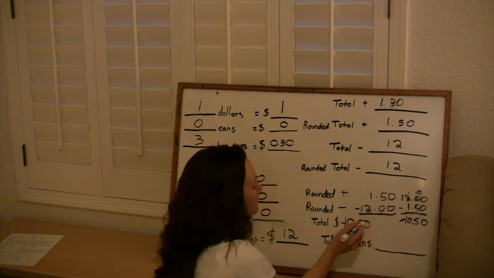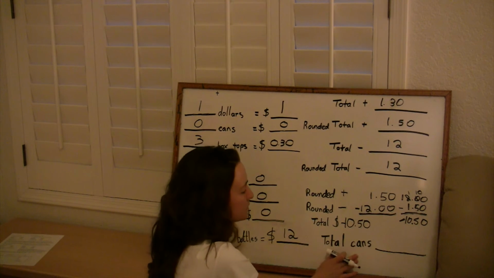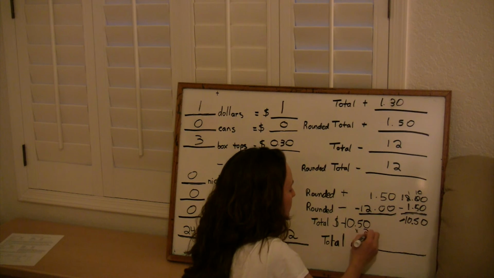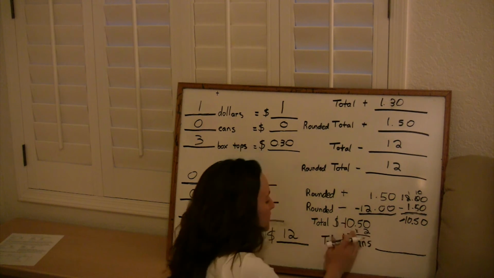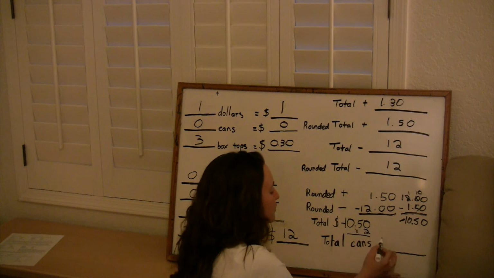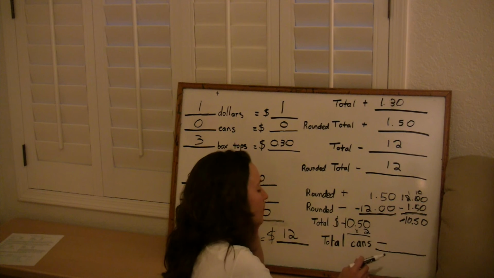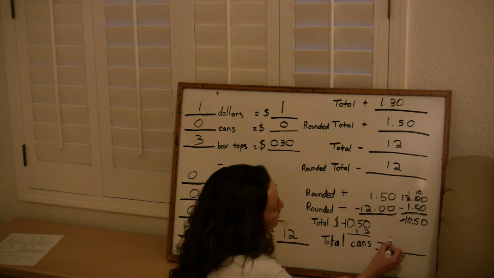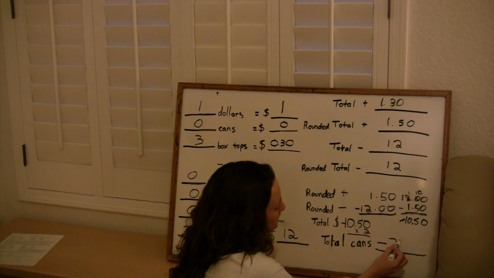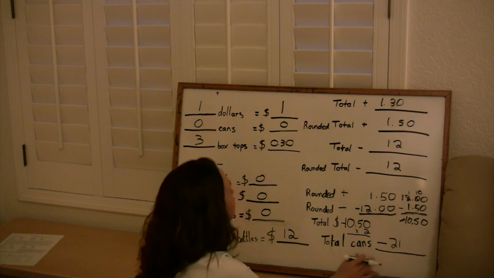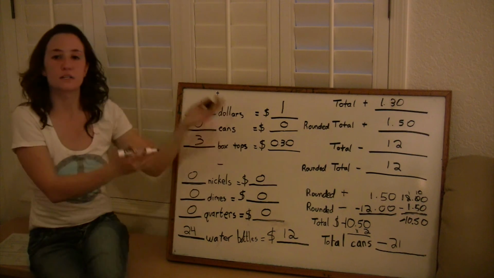And then in order to convert money to cans, we would multiply that by 2. And then 10.50 times 2. Remember, we still got to keep the negative. We don't want to lose our sign. And then 10.50 times 2 would be 21. So our total cans would be negative 21 for this example.